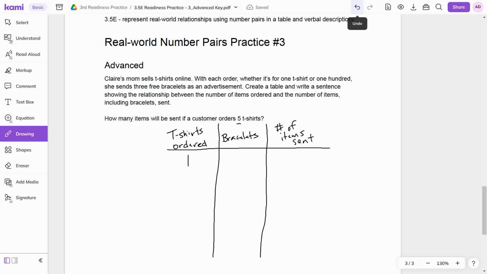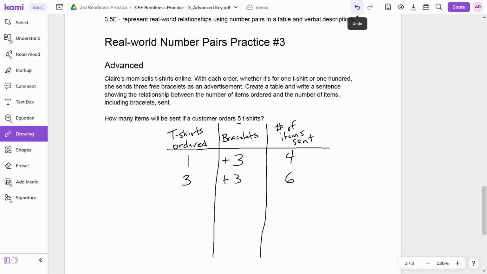So let's start simple. Let's start with, if you order 1 t-shirt, what does the problem say? Claire's mom is going to give you 3 bracelets. So I need to add those two. So really it's acting as a rule, as a +3. You're going to get 4 items. If I sell you 3 t-shirts, or she sells you 3 t-shirts, you're still going to get the +3 bracelets, so for a total of 6 items.